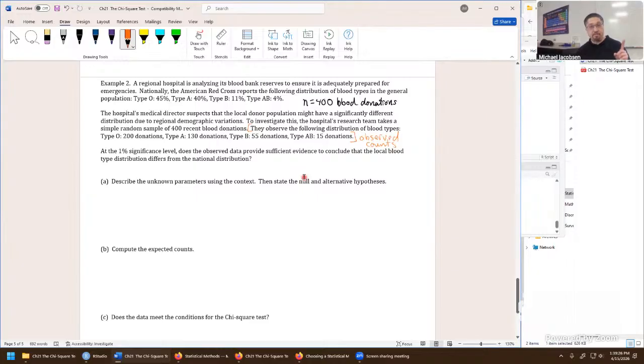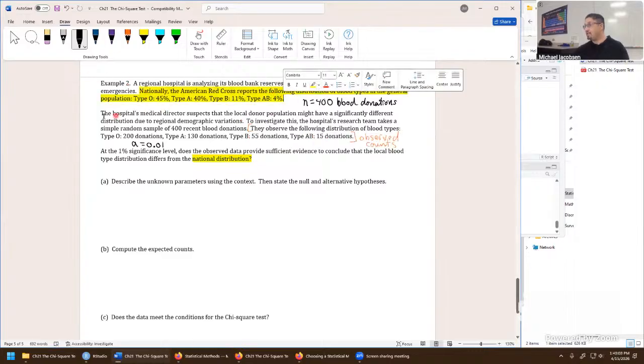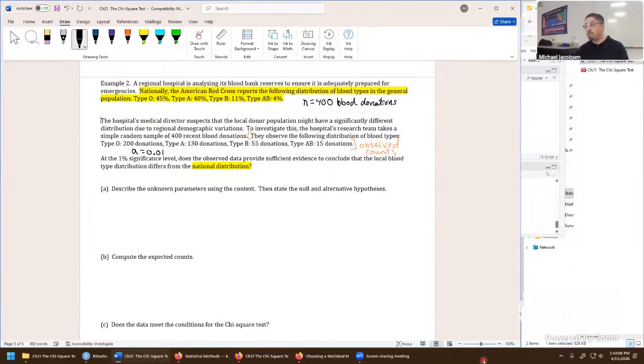So we have one categorical variable, and the categories are just the 4 outcomes. What blood type occurred among the 400 blood donations in this region? So that puts us into chi-squared. We want to check at a 1% significance level if the observed data provide sufficient evidence to conclude the local blood type distribution differs from the national distribution. These values given here from the Red Cross, let's highlight that just for recollection on the overall question here so far. Any questions or comments at the moment?